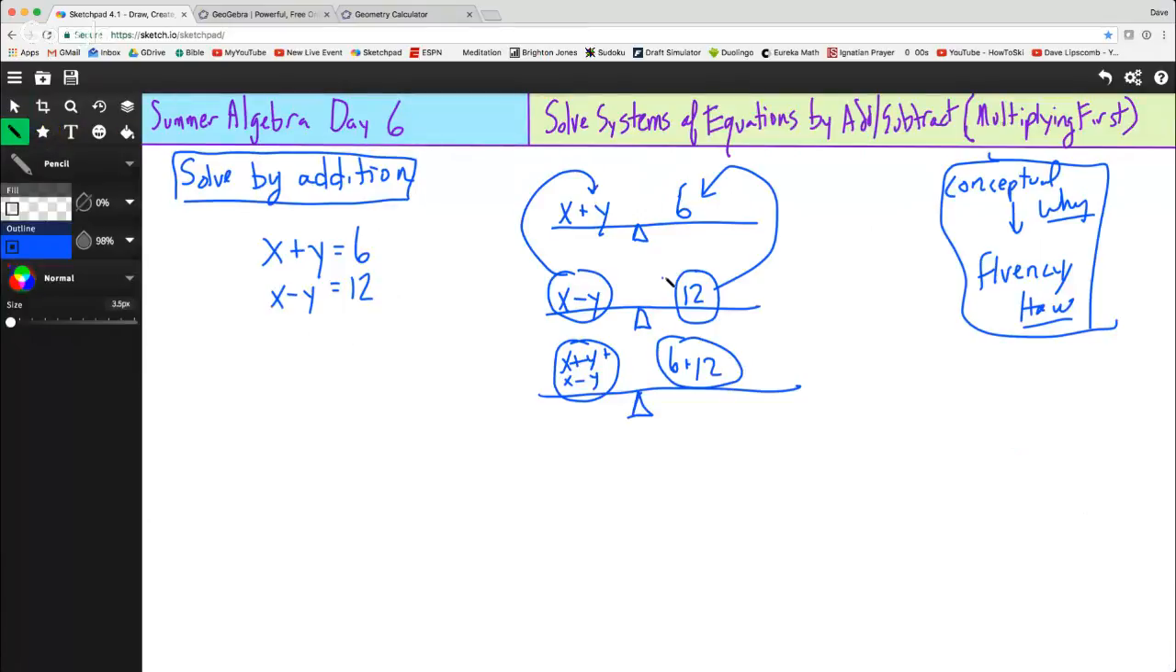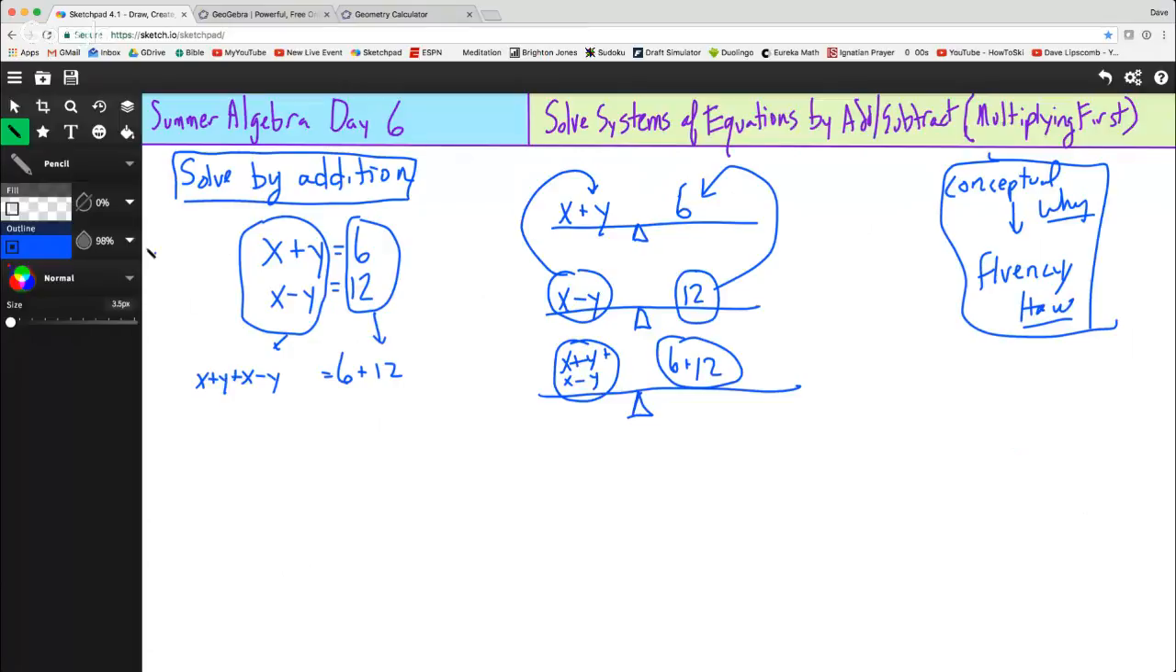Okay, so now what we're going to do is say, hey, if I have an equation that balances and another equation that balances, I can just take this piece and add it to that piece, take this piece and add it to this piece, and I should get an equation that still holds together. So let's add these together and set them equal to adding these together. On the left side, I get x plus y plus x minus y. And on the right side, I get 6 plus 12.